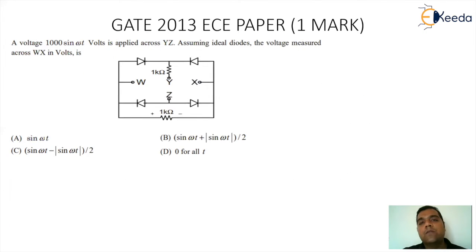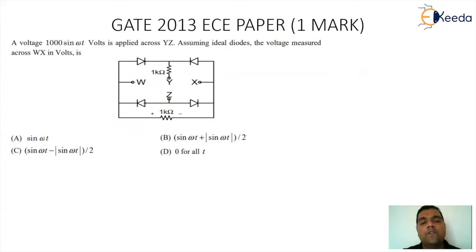GATE 2013 ECE paper, this is a 1-mark question. The question says, a voltage of 1000 sine omega t volts is applied across points Y and Z. Assume diodes are ideal. The voltage measured across W and X in volts is.